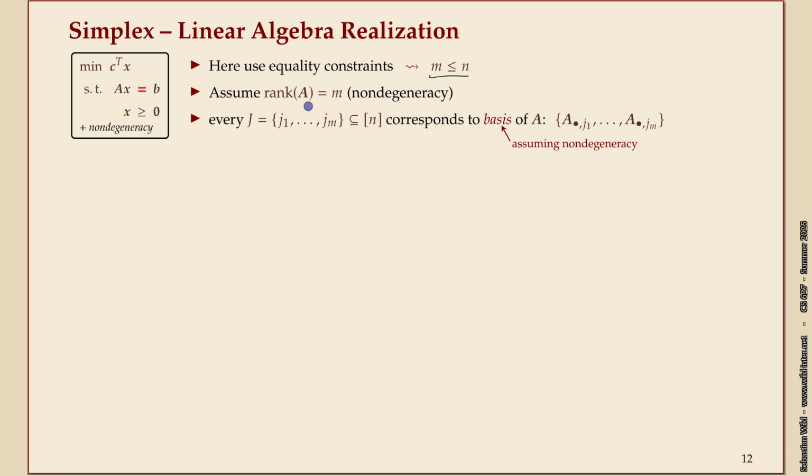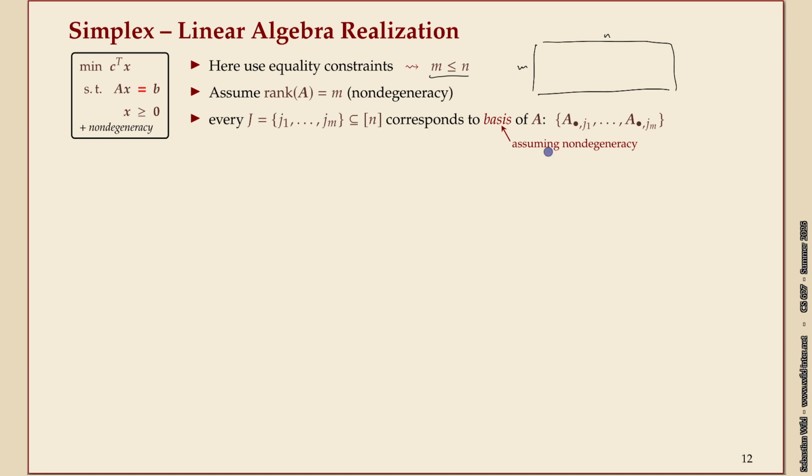For starters, we'll assume that it has full rank. So remember, because M is now smaller, the matrix A is wider than tall, because this is M and this is N. And so rank M means essentially that if it's non-degenerate and has full rank, whenever you pick a collection of M columns out of the N possible ones, you get a set of linearly independent vectors.